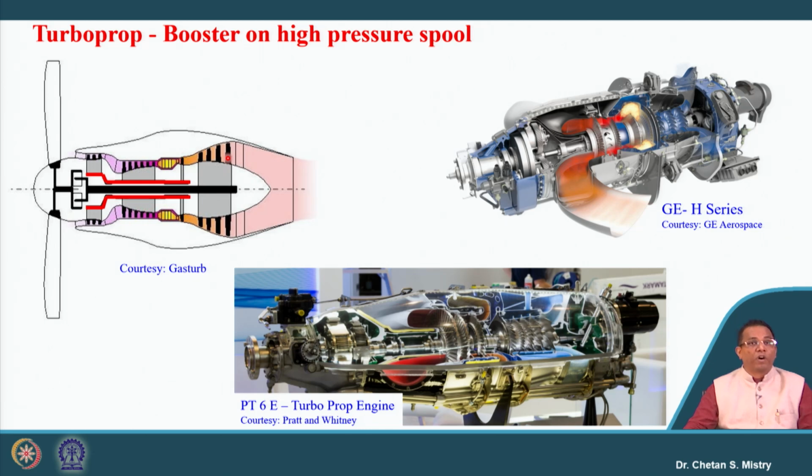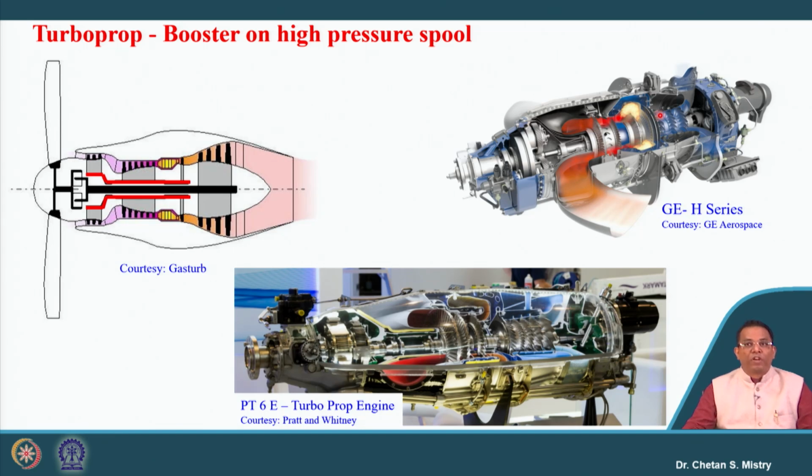So the whole work is extracted with more number of stages in order to reduce the rotational speed of the turbine, as well as to reduce the rotational speed of the propeller. Anyway, the gearbox is the most essential part of the turboprop engine, and that is what creates the trouble or the challenge for the design. So here in this case, this is a different kind of configuration.